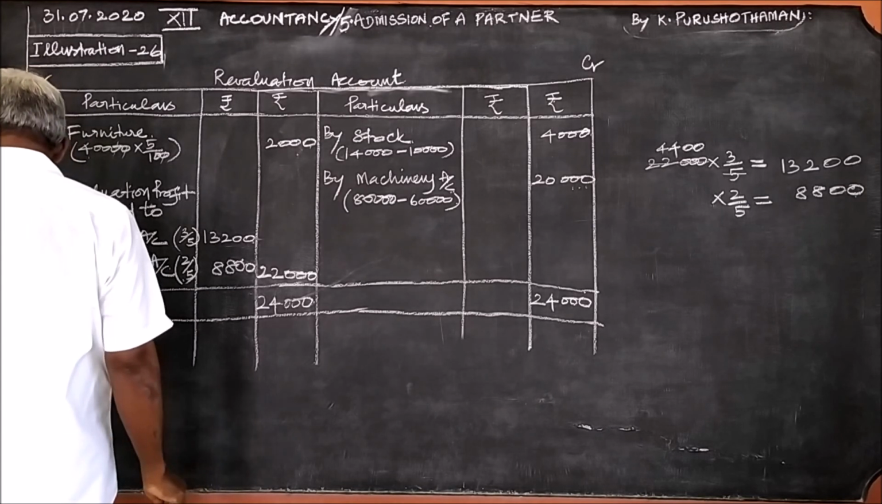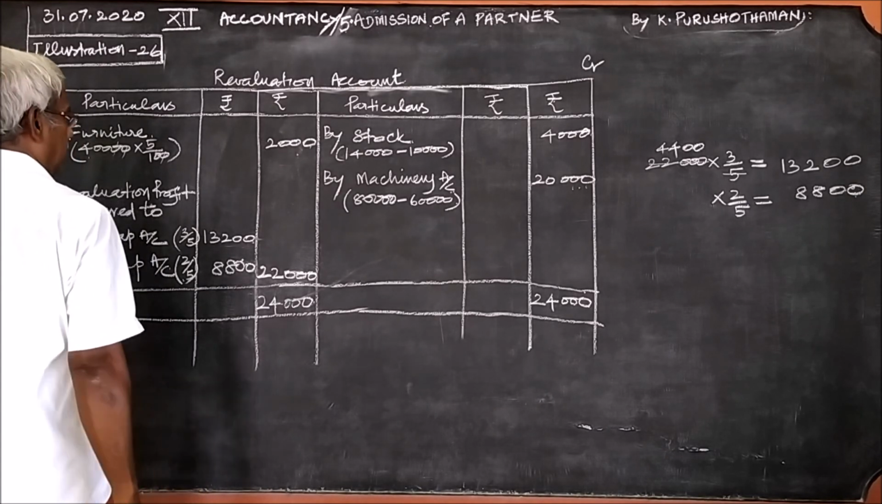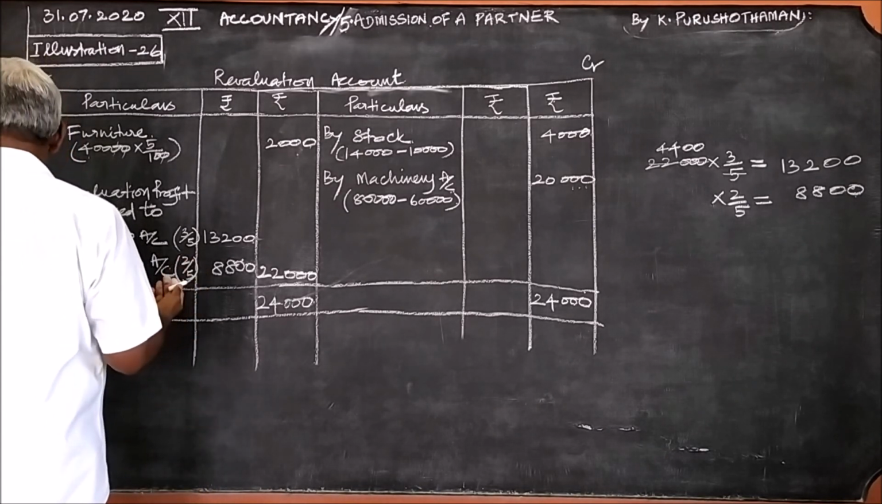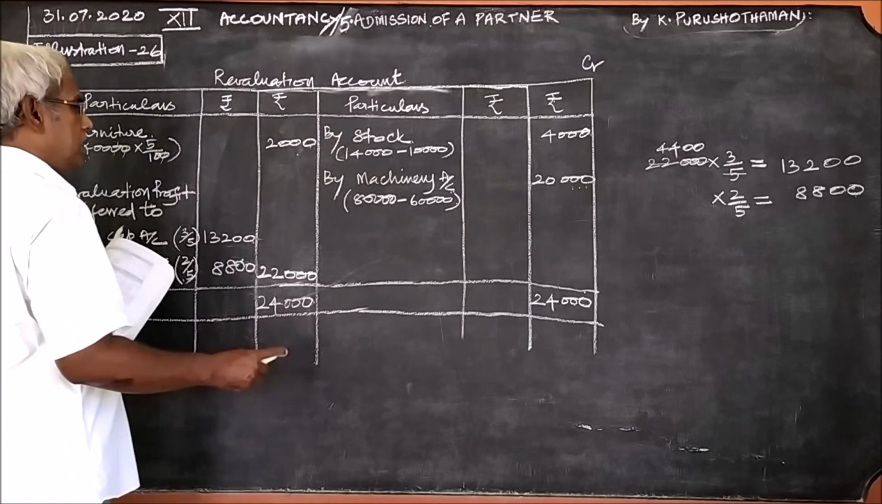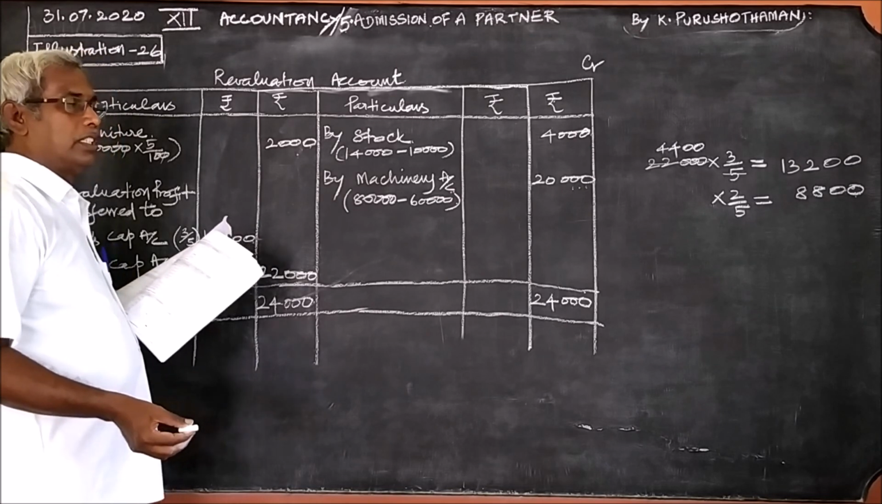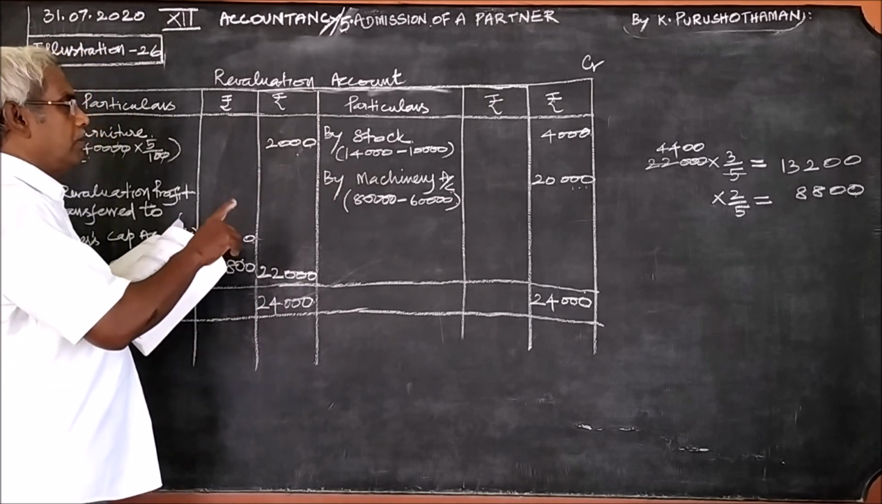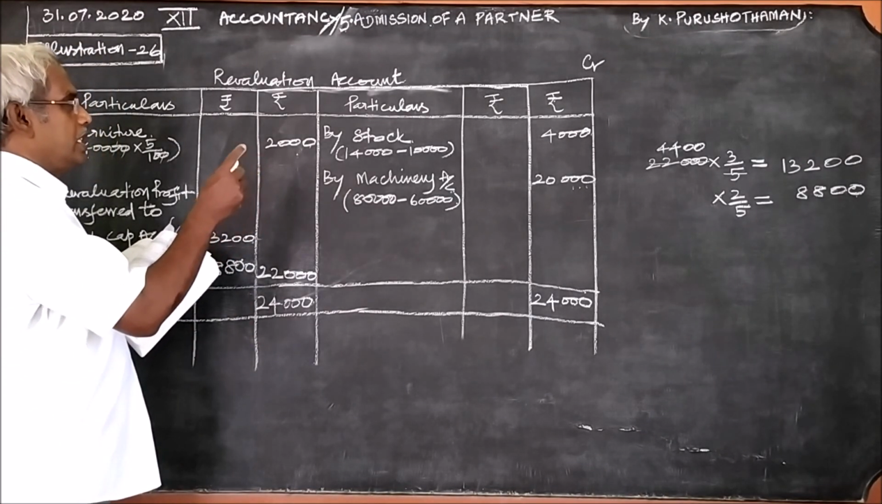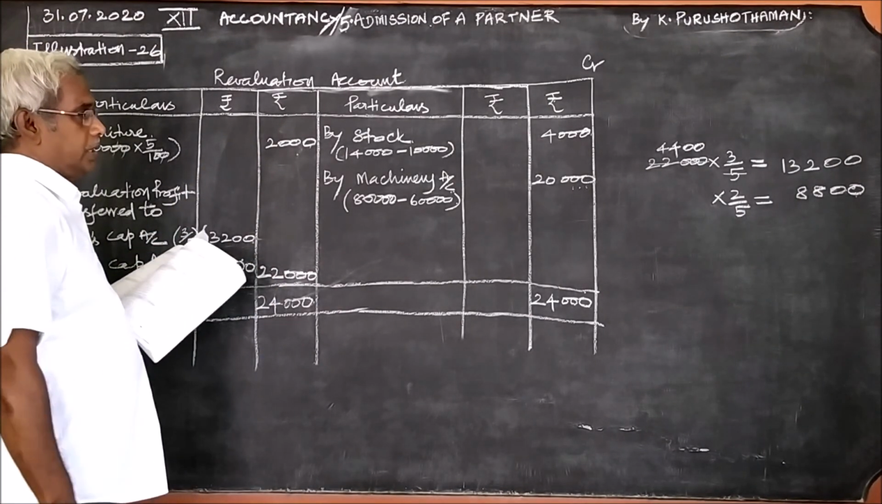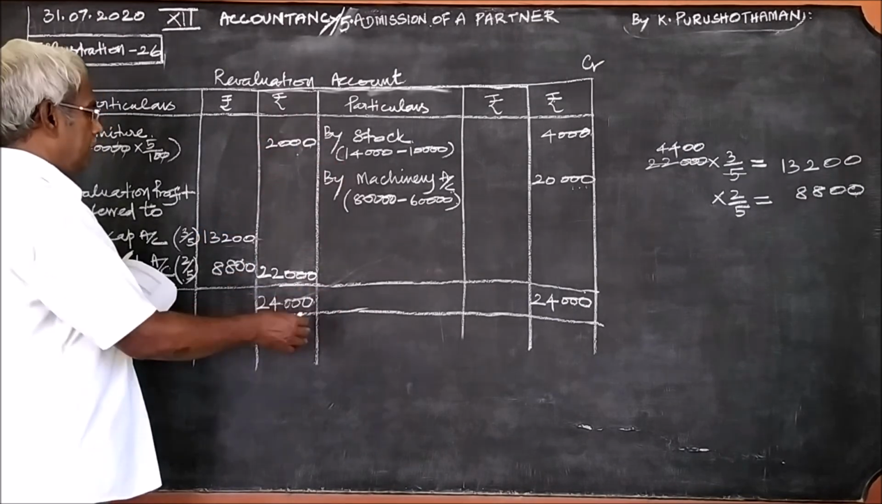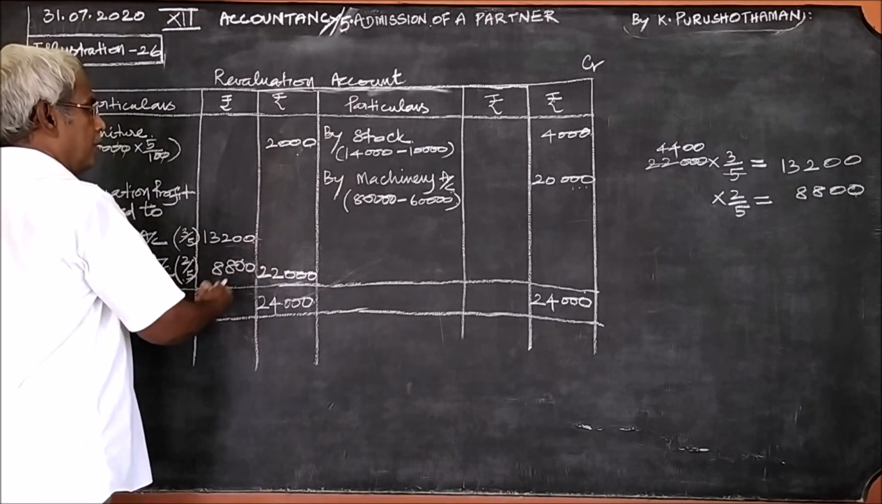Then the third point, machinery is to be revalued. What is the value of machinery already? That is given in the balance sheet, 60,000. Now it is revalued as 80,000. Therefore, 80,000 minus 60,000, 20,000 is the increase in the value of machinery. So, 20,000, totally 24. Here the balancing figure is 22.